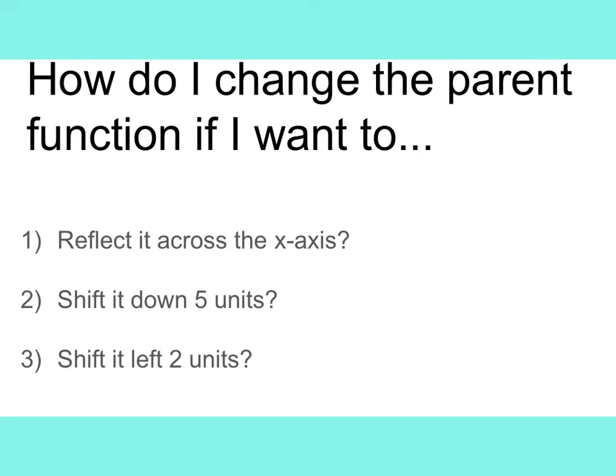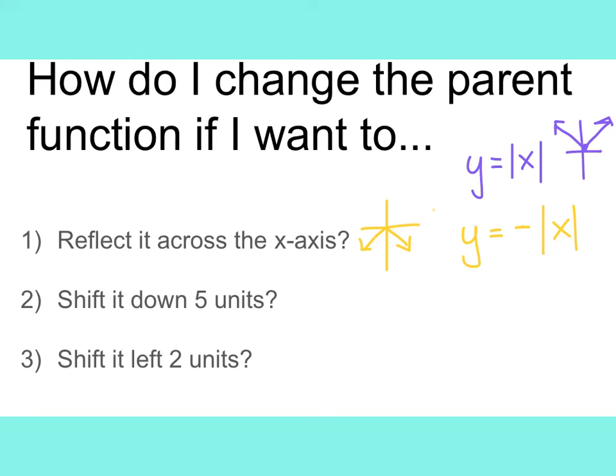Okay, so just some theoretical questions here. It says, how do I change the parent function if I want to reflect it across the x-axis? Well, again, the parent function is y equals the absolute value of x, and this is a V with a slope of 1 on the right ray that is at the origin. So if I want to reflect it, that means I want it to open upside down on the x-axis. So what's going to cause that to happen? Well, my a value, if I just make it negative. So it would be y equals negative times the absolute value of x. It's going to have a slope of negative 1.